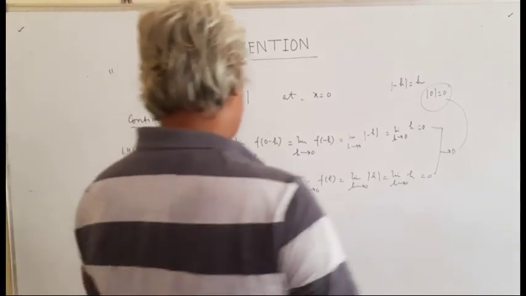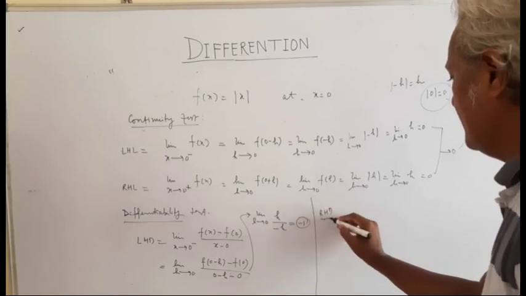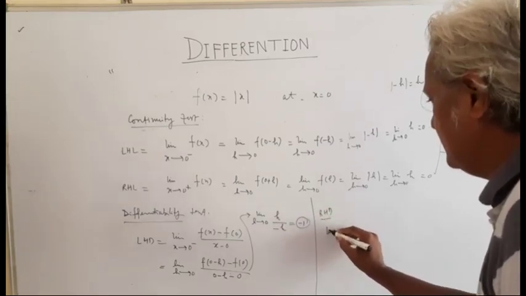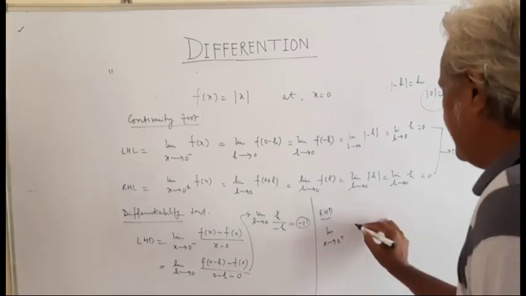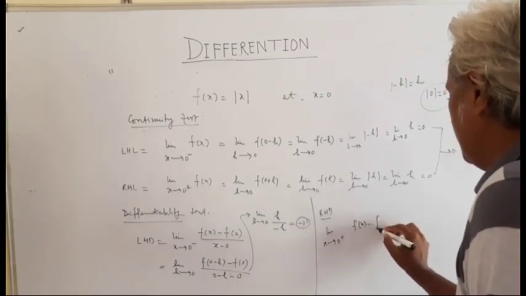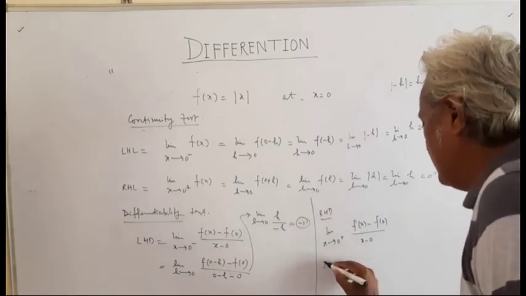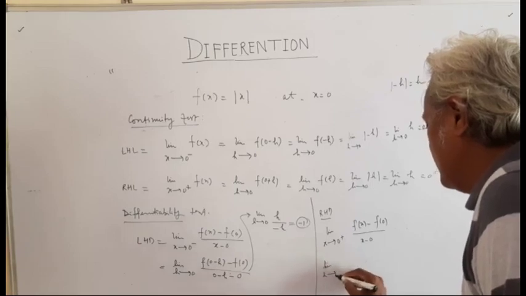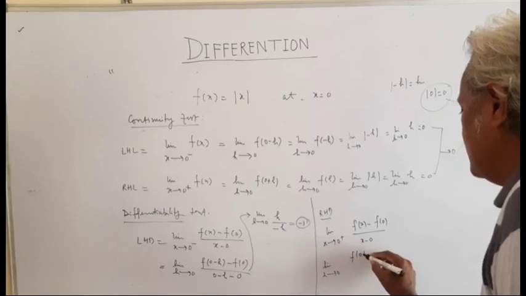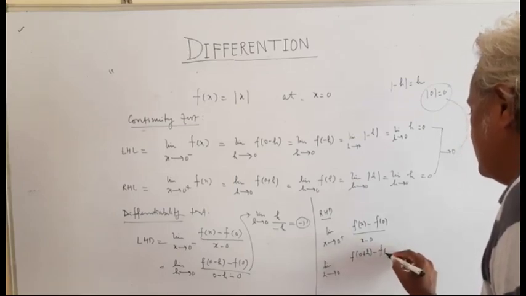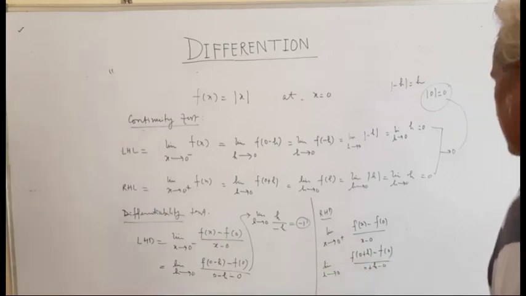Now what about the right hand derivative's value? That is RHD. So limit x tends to 0 plus of f(x) minus f(0) over x minus 0. Again we'll try to make it as limit h tends to 0, and then there we write 0 plus h, to become f(0 plus h) minus f(0) over 0 plus h minus 0.